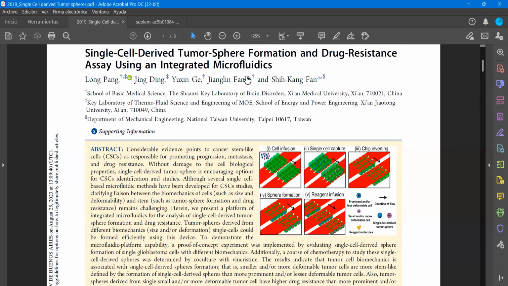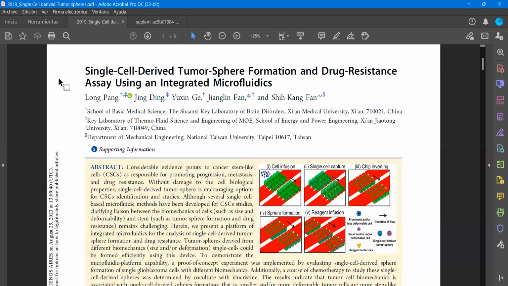Good morning, everyone. Today I would like to talk about this paper called Single-Cell Derived Tumor Sphere Formation and Drug Resistance Assay Using an Integrated Microfluidics.